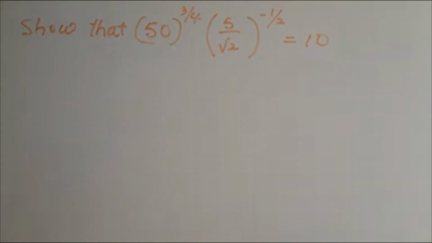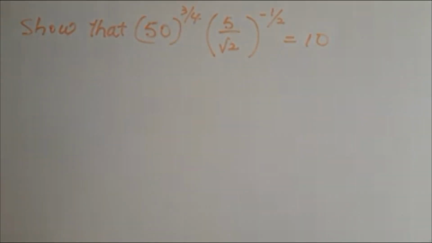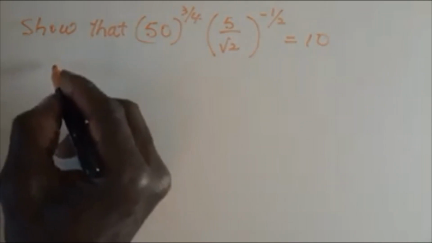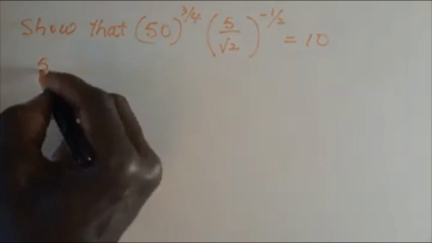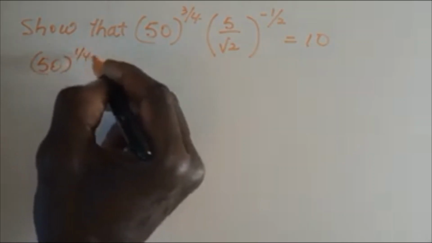Hi, show that 50 raised to the power of 3 over 4 times 5 over root 2 raised to the power of a negative half is equal to 10. Try and simplify this. That's my first attempt, is to write this as 50 to the power of a quarter.